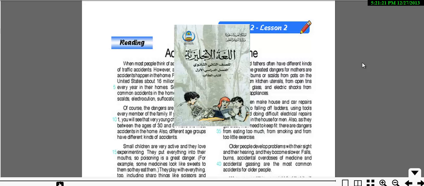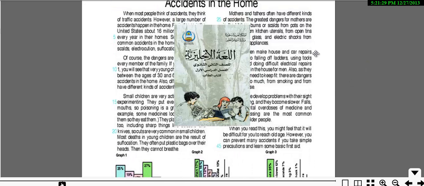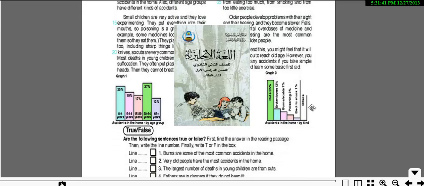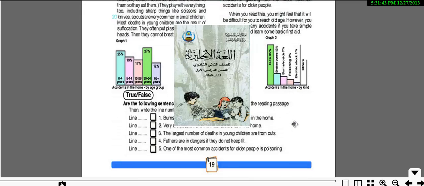All right. This is Unit 2, Lesson 2. We're working on the reading today. Accidents in the Home is the title of our text, because we've got 6, 7 paragraphs today. Like this: paragraph 1, 2, 3, 4, 5, 6, 7. And we've got graphs, graph 1, graph 2, and graph 3. We've got true and false questions. And let's get started now.